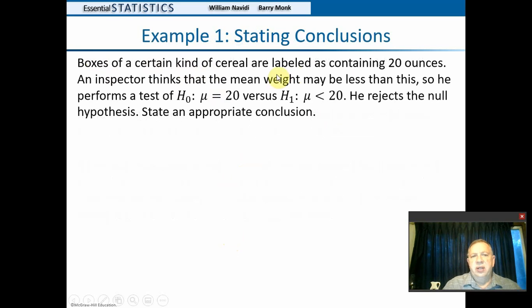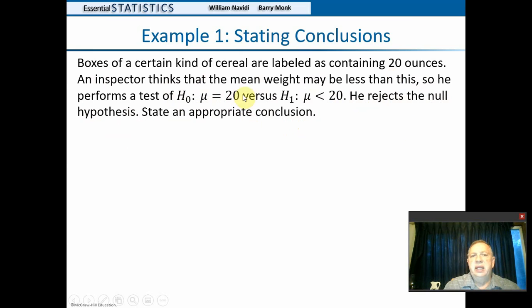Boxes of a certain kind of cereal are labeled as containing 20 ounces, and the inspector thinks that the mean weight may be less than this, so he performs a test of H0: mu is equal to 20, the null hypothesis, versus the alternate: mu less than 20. I go grab a sample, I do the test, and basically during this check I reject the null hypothesis. State an appropriate conclusion.